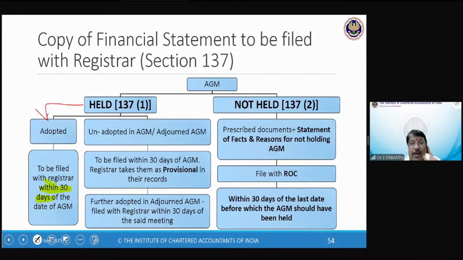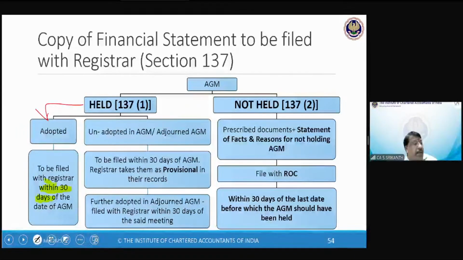But the point is, whether adopted or not, within 30 days of the AGM, you have to file it provisionally. You got it? That is the important point. In the exam, they might ask you, it was not adopted, advise the company. Straight away, advise the company to file it within 30 days of the AGM. Otherwise, your duty under 137 will not be complied.